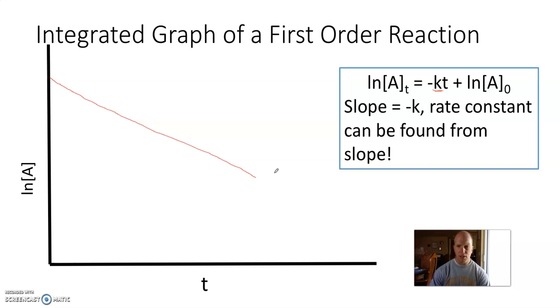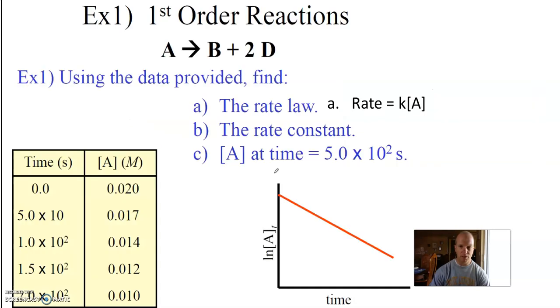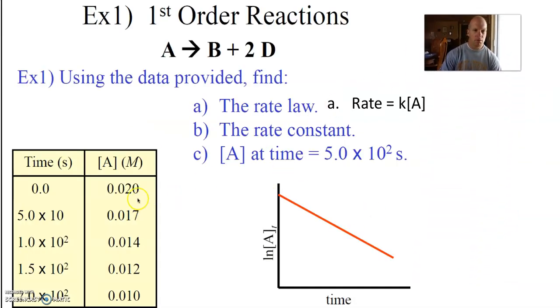So let's look at a couple problems that deal with this, guys, and some applications of this. All right. First thing is this. We've got this data here. We have time and we have concentration that's decreasing of A. Here's our reaction up here. And if we look at our graph, we see that the natural log of A versus time gives us a straight line with a negative slope.